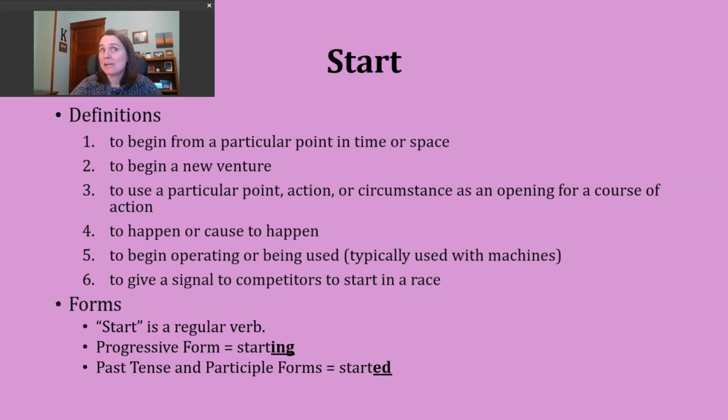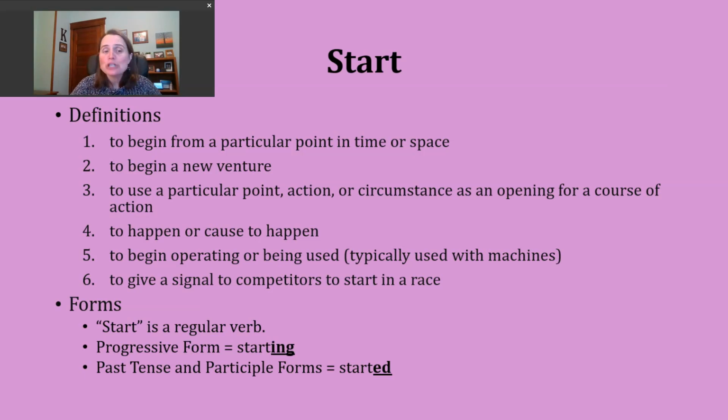A sixth way we can use the verb start might mean to give a signal to competitors to begin a particular race. So really common to hear this in running events. So this could be track and field, cross country. You hear it used in various cycling competitions, skating, swimming, but generally when we're talking about things in which one person is seeing who can be the fastest to do a particular thing.